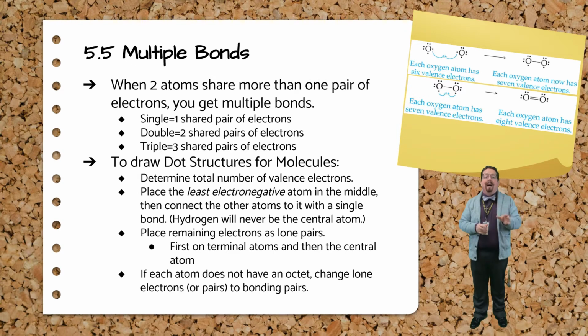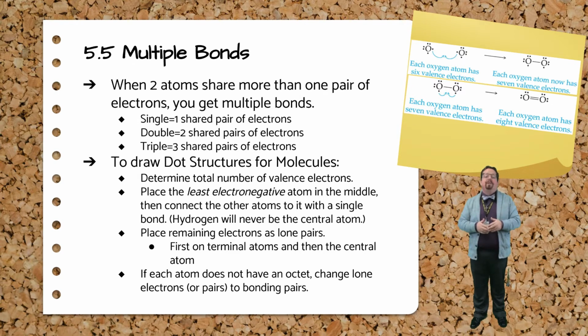Remember, each of those bonds represents 2 electrons, so subtract those from your total, and then place the remaining electrons around the outer atoms first. Once you've placed all your electrons, evaluate your structure and see if all atoms have an octet. If not, move some of your lone electrons or lone pairs so that they become bonding pairs. Sometimes you can have more than one valid dot structure for a molecule.